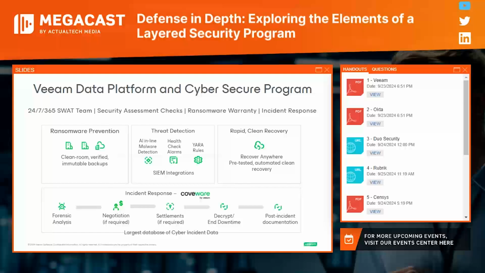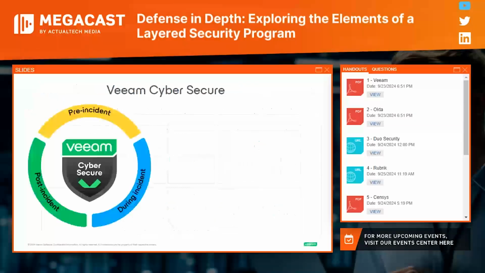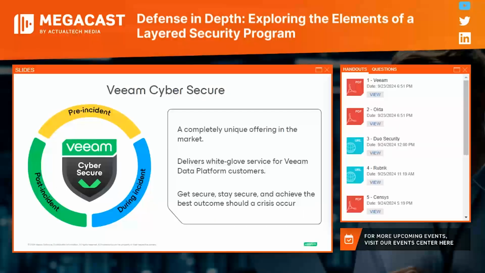And then if it happens, as I mentioned, what happens when it happens? Well, have an incident response plan. And that's part of the offering from Veeam through the recent acquisition of Coveware, what we now call Coveware by Veeam. So this is the cyber secure.